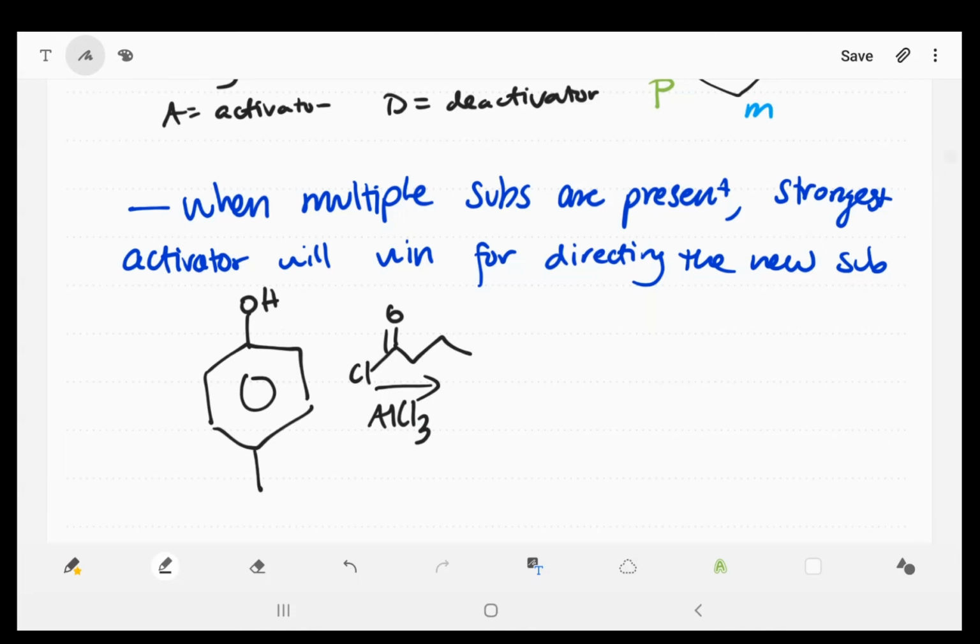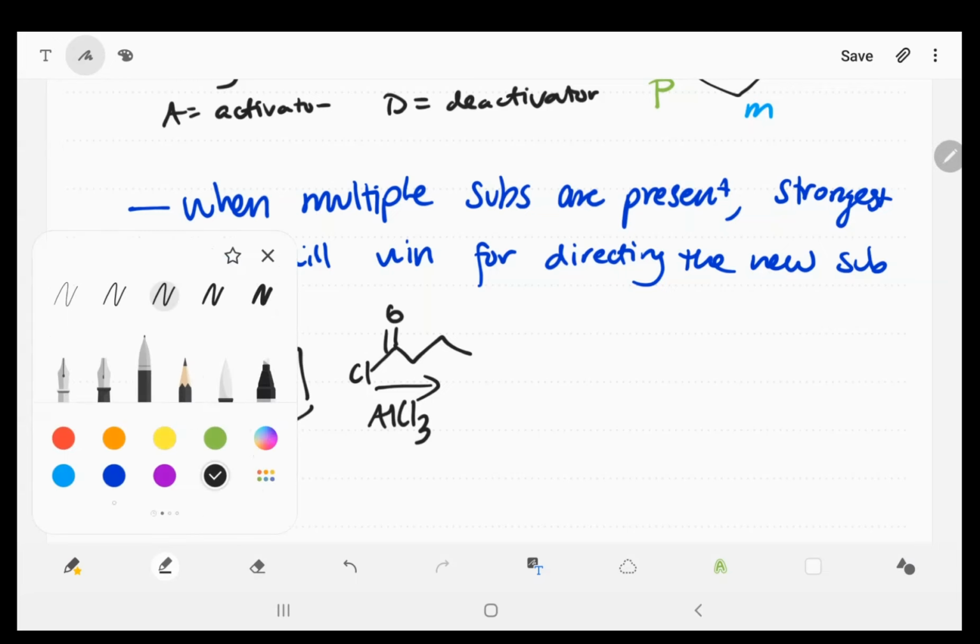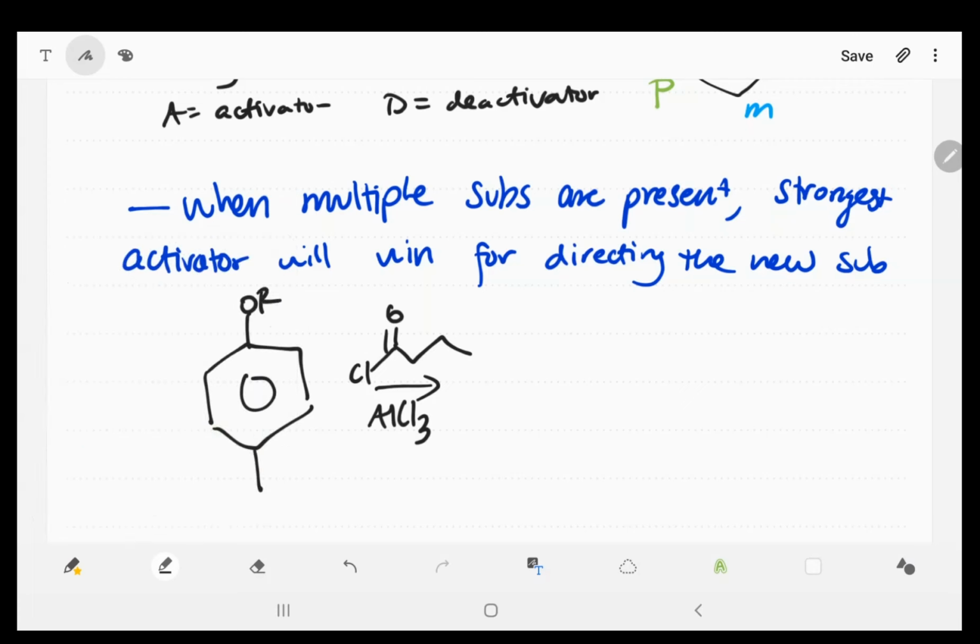Both the hydroxy group and the methyl group are ortho-para directors, right? Para position is blocked, so they're going to direct ortho. So we have to determine, is it going to go ortho to the hydroxy or ortho to the methyl group? And we always will go with the stronger activator. Hydroxy is a strong activator, methyl is a weak activator, so hydroxy will win. This is kind of a bad example. Let's make this an OR, because that OH could be nucleophilic and do other things, but we'll just say it's an OR instead. OR is still a stronger group than methyl.